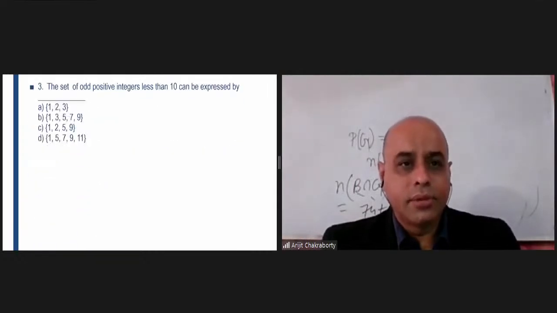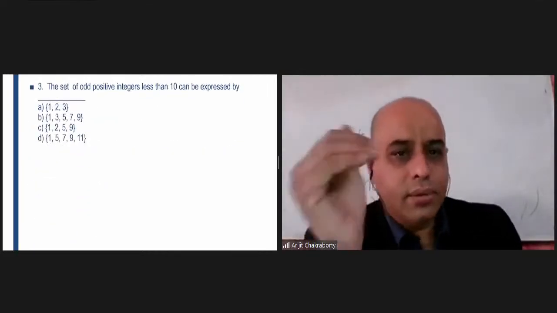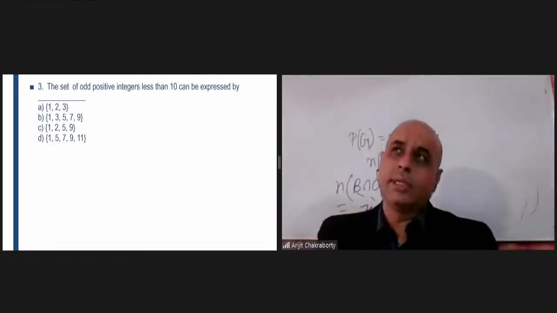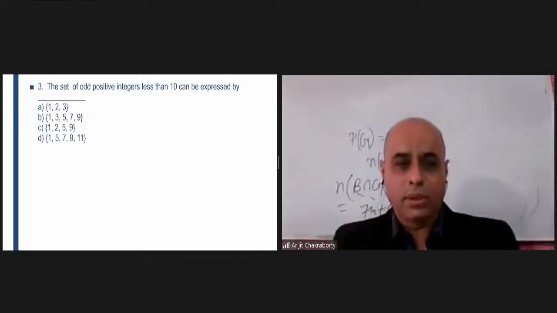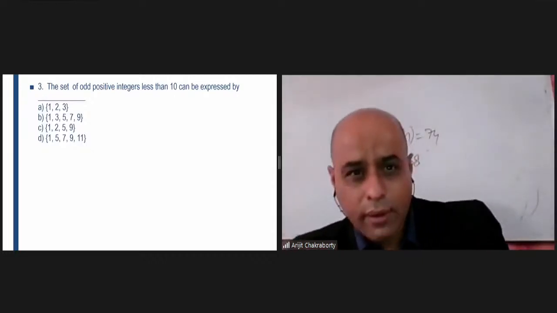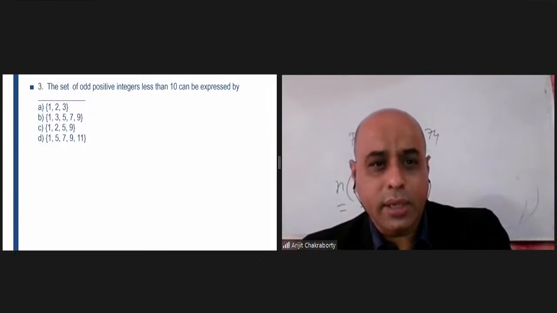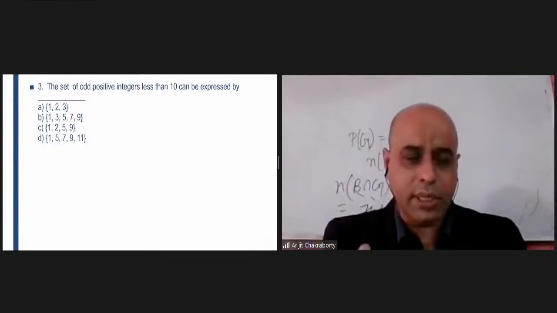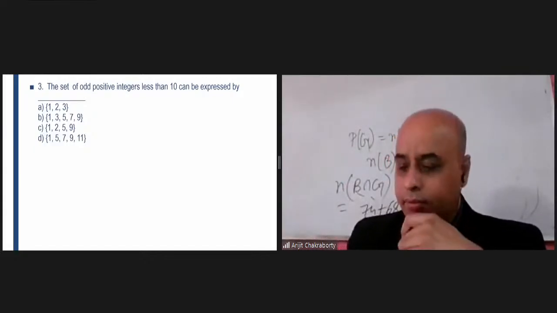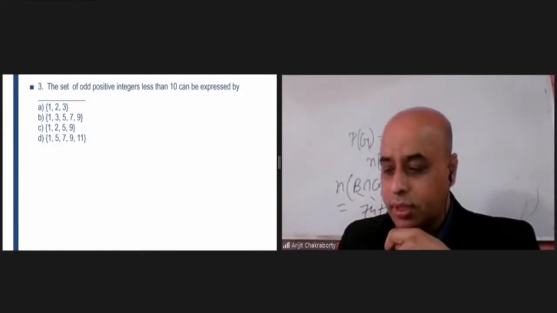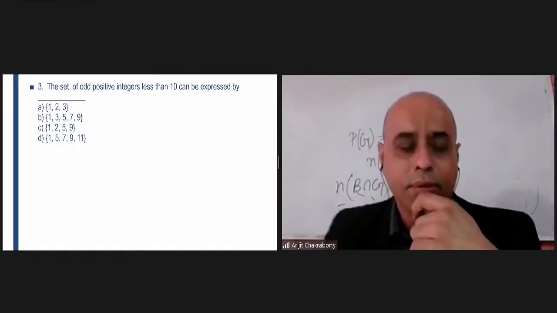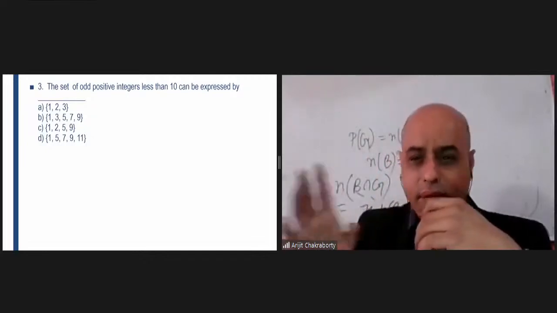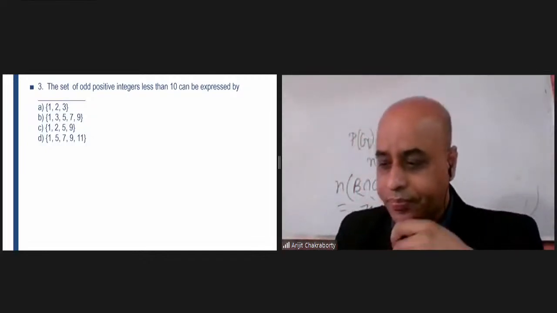Next, question number 3. The set of odd positive integers less than 10. It is given that it is a positive integer, but it is odd. So it has to be 1, 3, 5, 7, and 9. So it has to be the second option, 1, 3, 5, 7, and 9. So option number B is correct. Many of you have got it correct.